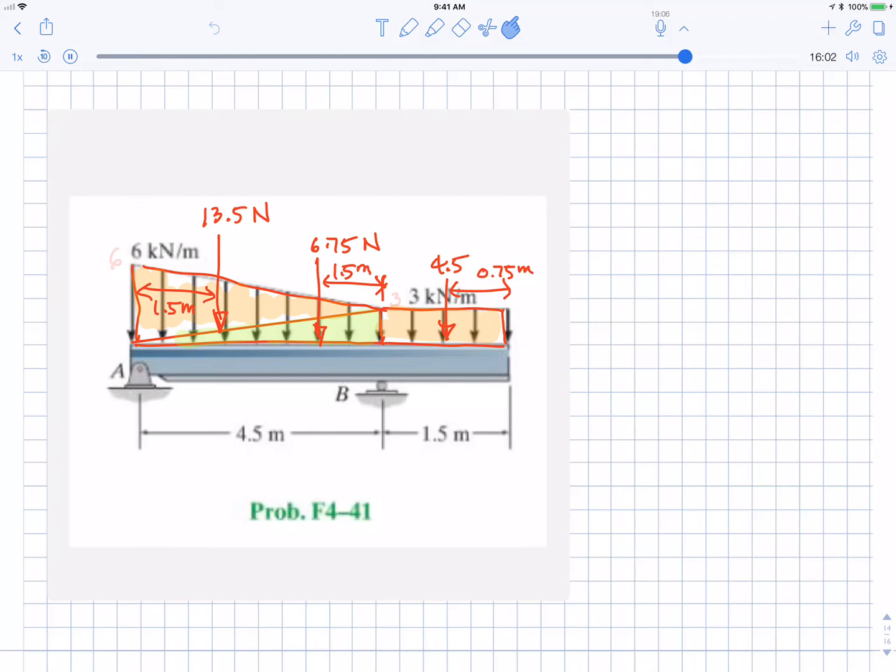I often like to break trapezoids into two triangles rather than a rectangle and a triangle, partly because I know this height is 6, that height's 3, and when you break it up into a triangle and a rectangle, to get the height of the triangle, you've got to remember to subtract the height of the rectangle. Anyway, it's up to you how you do it.